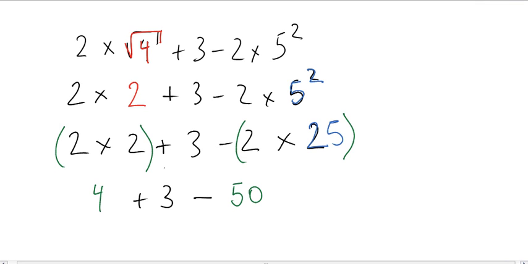And now we can just add it from left to right. So we have 4 plus 3, that's 7, minus 50 is negative 43. I really should have chosen another number. So that's equal to negative 43. So it's really not difficult. You just have to do it methodically and just go through it step by step and just each time simplify it one step more.